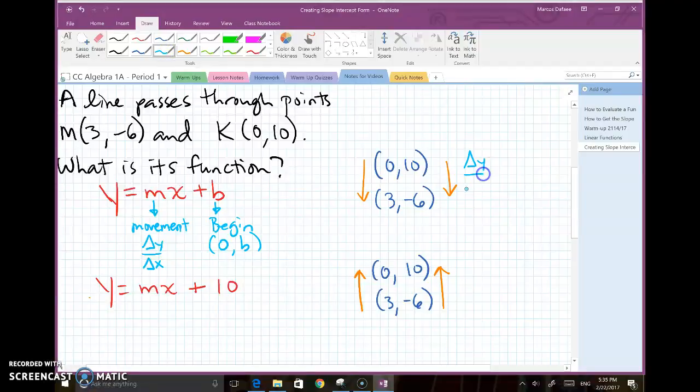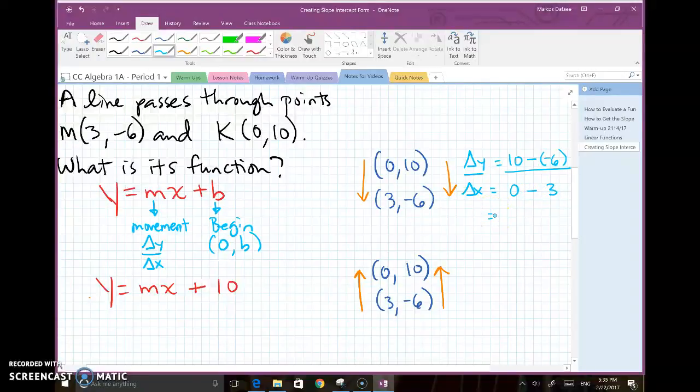When you do the change in y over change in x, the setup depends on the direction that you choose to go. So if I choose to go from 10 to negative 6, then I need to write it the way I say it. So I'm going from 10, changing into a negative 6. And for the changes in x, it's the same thing. You're going from a 0 changing into a 3.